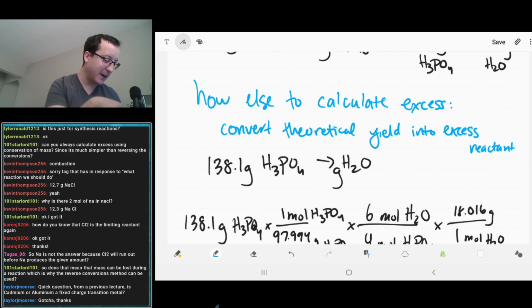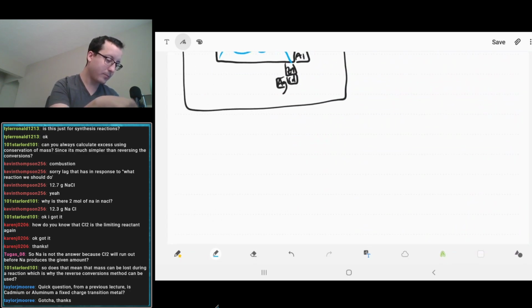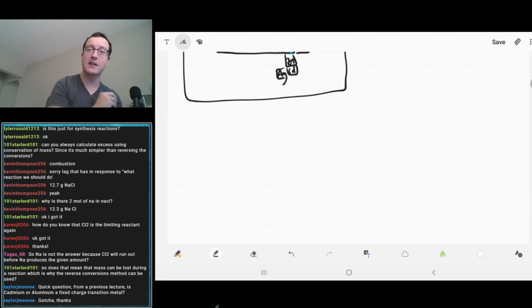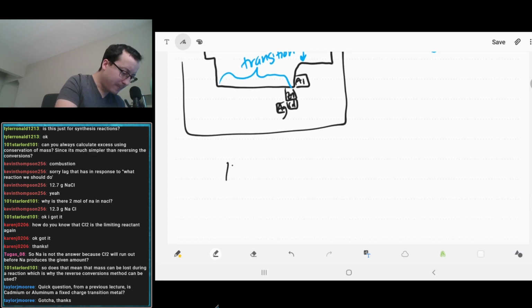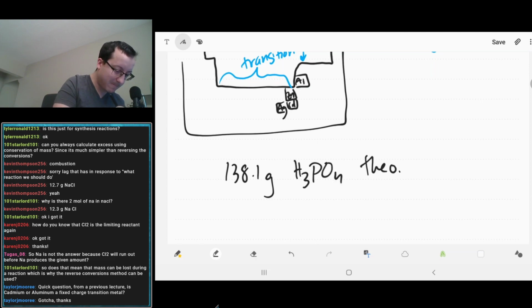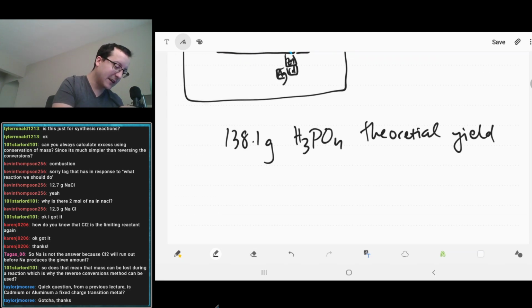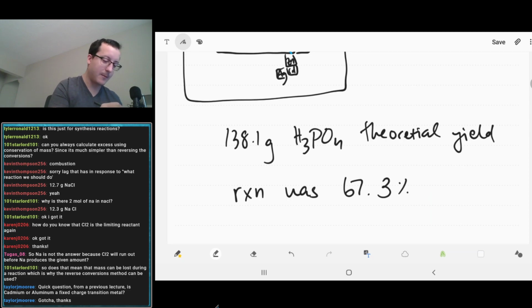Let's say our theoretical yield before for this phosphoric acid was 138.1, right? Sorry to just jump all over the place like this, but I wanted to get you guys out of here so you can do whatever you do. So this was a theoretical yield that we had calculated previously. What if I tell you this reaction's yield was 67.3%, we could calculate the actual yield.